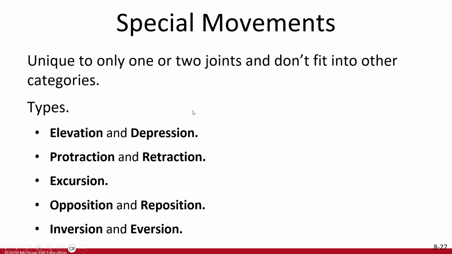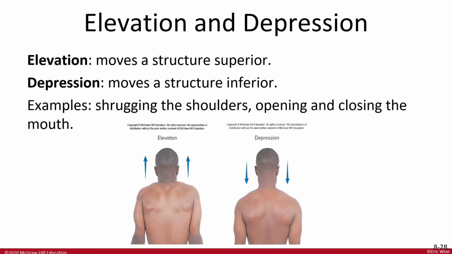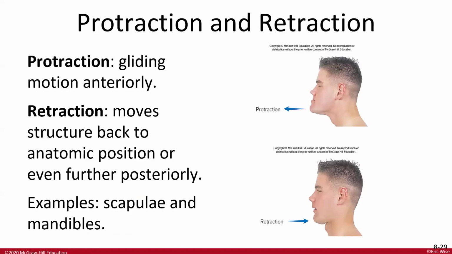A couple of these really only go with one joint, and that's why we haven't mentioned them quite yet. Elevation and depression, showing us with our shoulder blade, our scapula here. Elevation is shrugging up, depression is pinching down. Think about kind of perfect posture. We could also say opening and closing the mouth, our jaw, is elevation and depression.